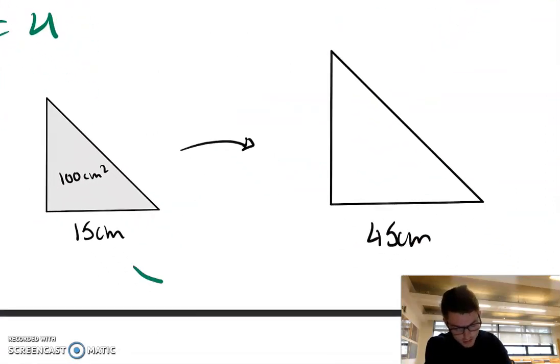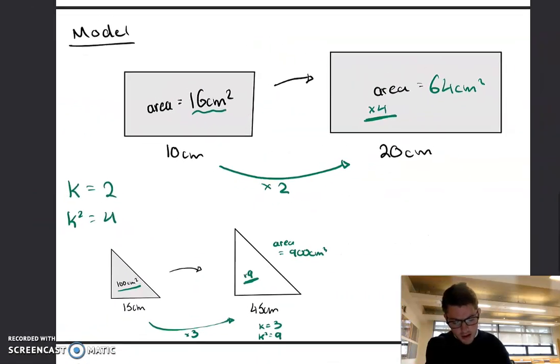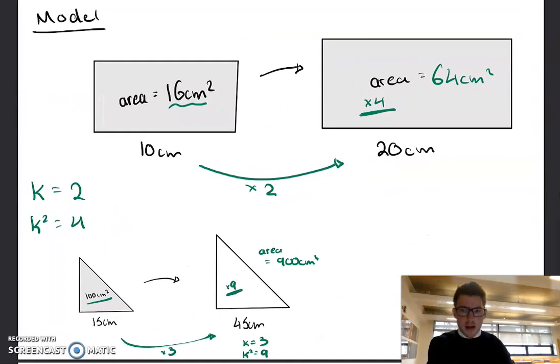Another model. Well, this triangle is 3 times as big, meaning that my area has to be 9 times as big. Must be 9 times as big as 100. So the area is going to equal 900 centimeters squared. You can see that here. We don't even need to know what the height is here. So copy that down.